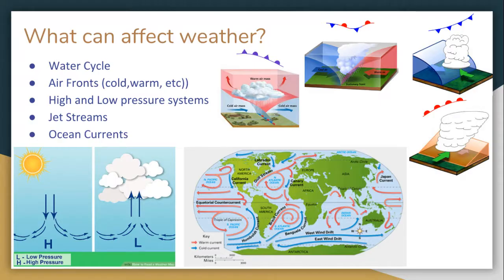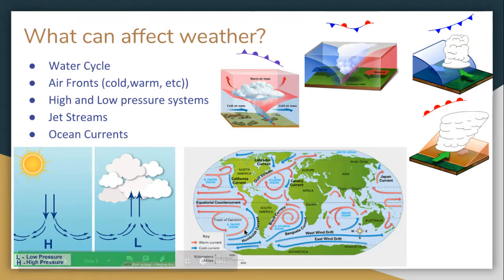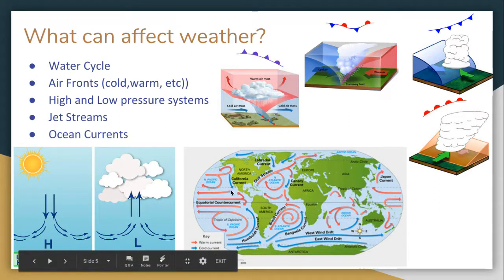If our air is moving, if it's cold air moving or warm air moving, there's all sorts of air fronts that could happen there. High and low pressure systems. If it's a high pressure, the air is pushing down. It's going to be a nice sunny day. If it's a low pressure and the air is pushing up, it's going to get kind of cloudy and probably stormy. And jet streams, again, how the air is moving. And then ocean currents. Those really only affect coastal areas.